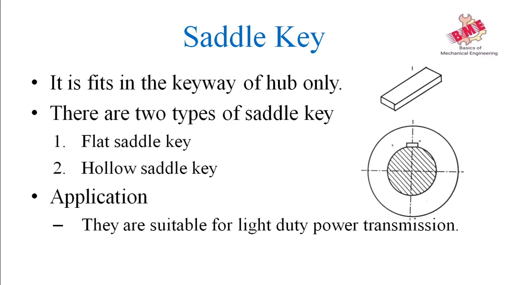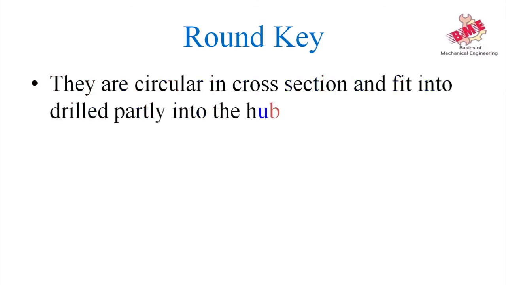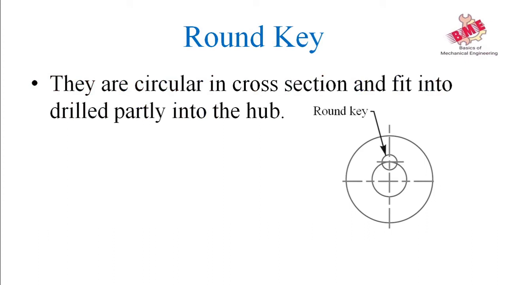Next main type is the round key. From the name we can see that the key shape is circular. They are circular in section and fit into holes drilled, particularly into the hub. The application of this key is for low power transmission drives.